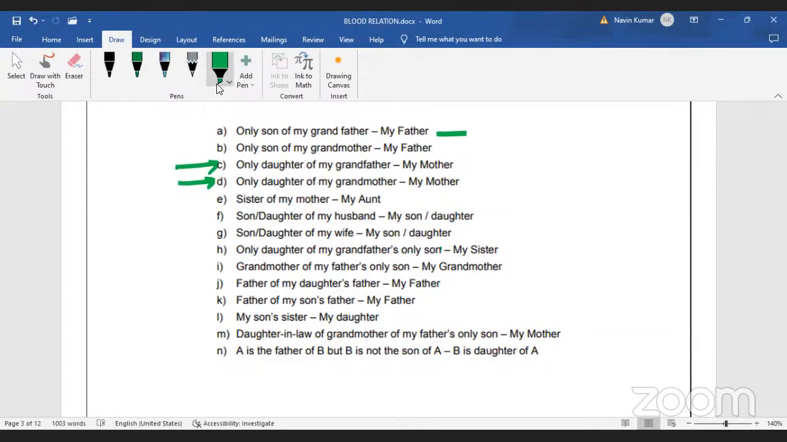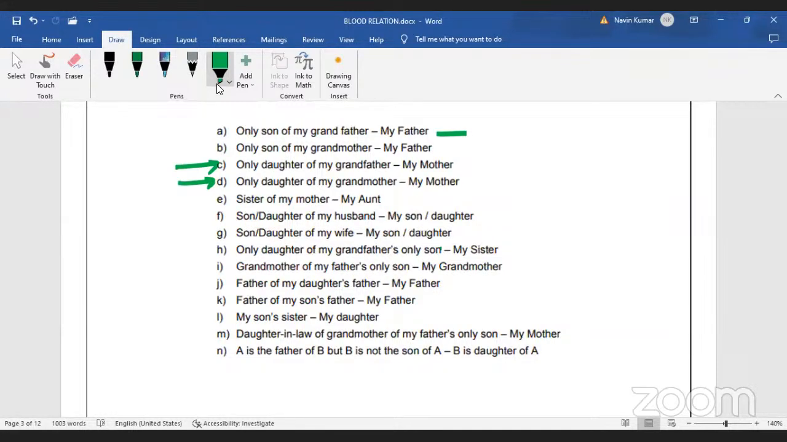The only daughter of my grandfather means normally dadaji. So only daughter will be my aunt. Sister of my mother is my aunt. Correct. Son or daughter of my husband is my son or my daughter. Correct. Only daughter of my grandfather's only son. Okay. My grandfather's only son. Who is my grandfather's only son? My father. Yes. Only daughter of my father, my sister.